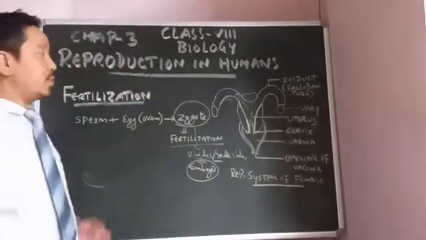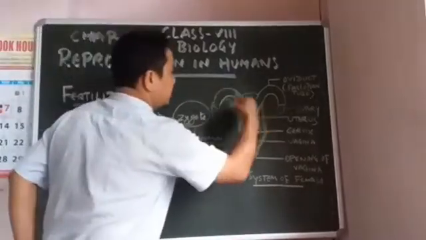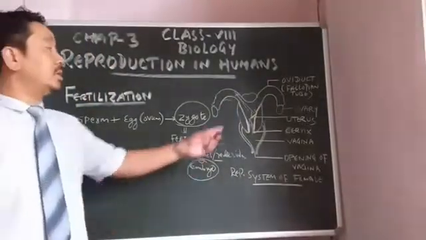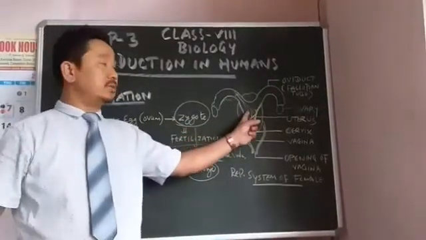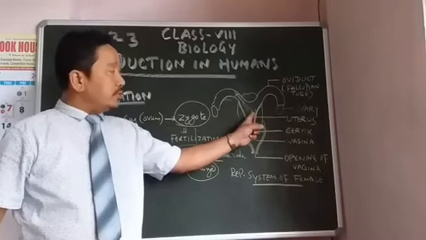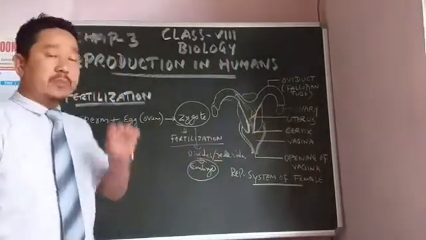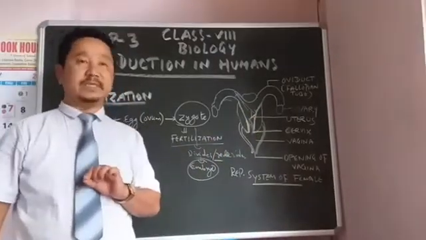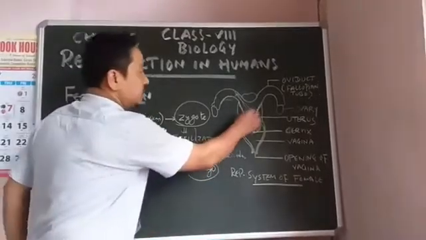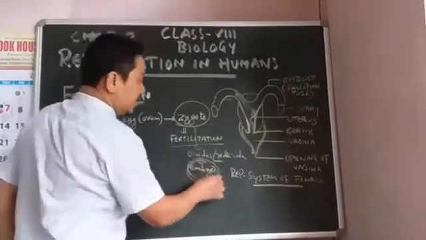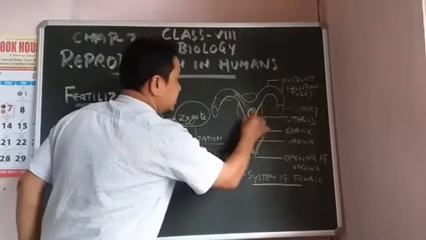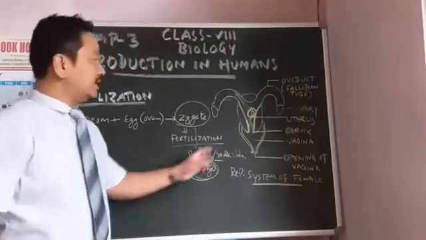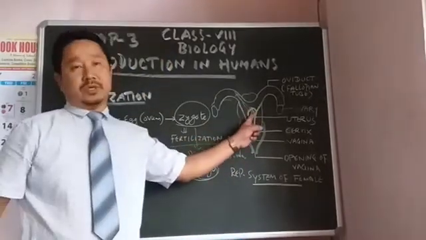So once it is an embryo, then it comes down here on the uterine wall. This is the uterus. On the uterine wall, this embryo makes a small pit, and this embryo fixes itself here on the wall of the uterus.